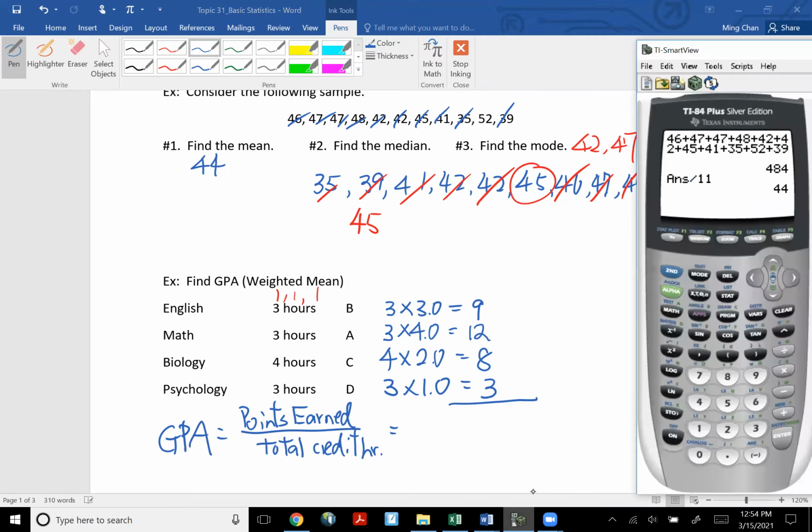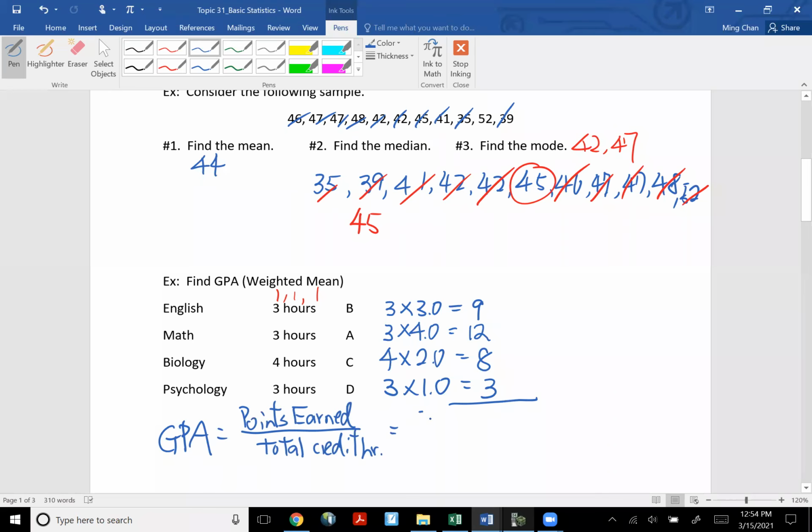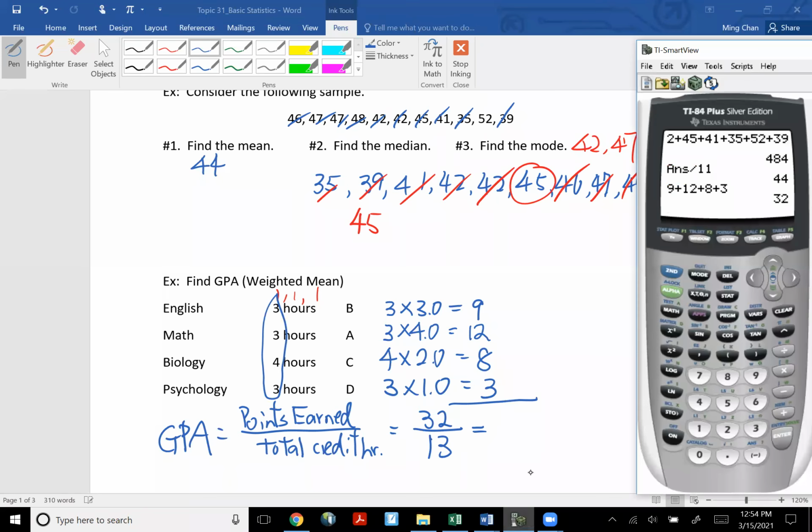All right, so 9 plus 12 plus 8 plus 3. I earned 32 points out of total credit hours. That's 13 hours, right? All these credit hours together, 9 plus 4 is 13 hours. GPA automatically rounds to the nearest hundredth, so 32 divided by 13, and my GPA is 2.46.